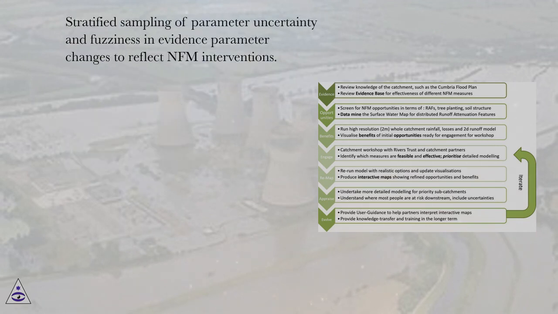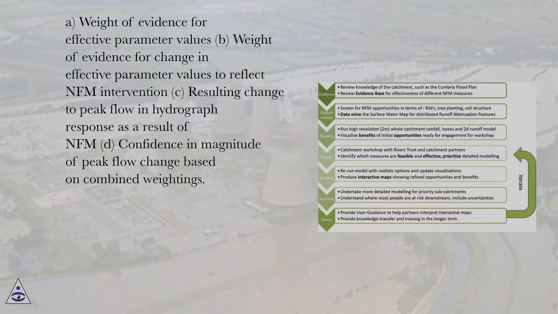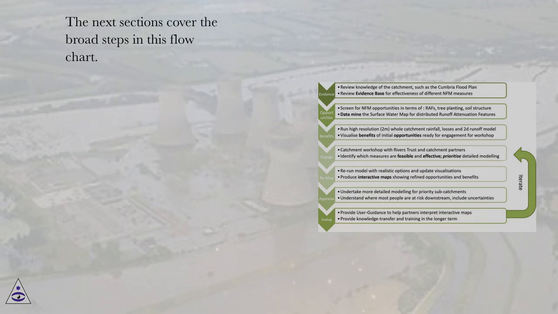Stratified sampling of parameter uncertainty and fuzziness in evidence parameter changes to reflect NFM interventions. A. Weight of evidence for effective parameter values, B. Weighted evidence for change in effective parameter values to reflect NFM intervention, C. Resulting change to peak flow and hydrograph response as a result of NFM, D. Confidence in magnitude of peak flow change based on combined weightings. The next sections cover the broad steps in this flow chart.